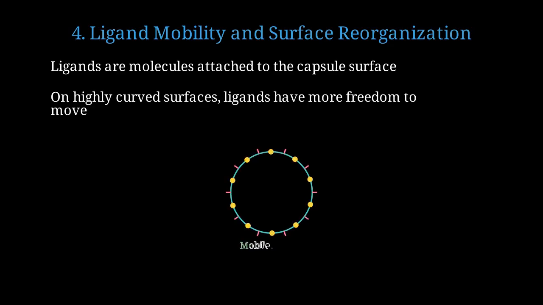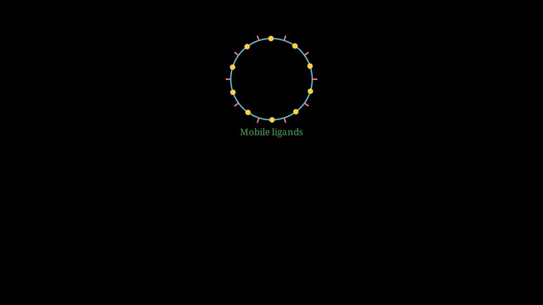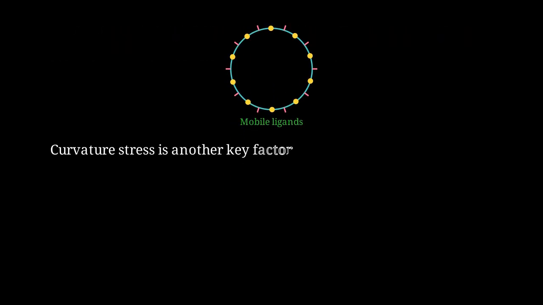This animation shows ligands moving around the capsule surface. Their mobility allows them to cluster, reorganize, and respond to local conditions. The curvature itself creates mechanical stress in the membrane, affecting its properties. Curvature stress scales as 1 over r squared, so it increases dramatically as capsules get smaller.